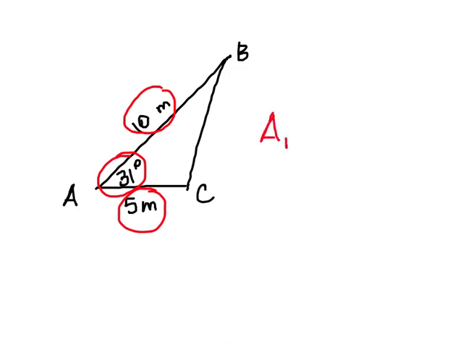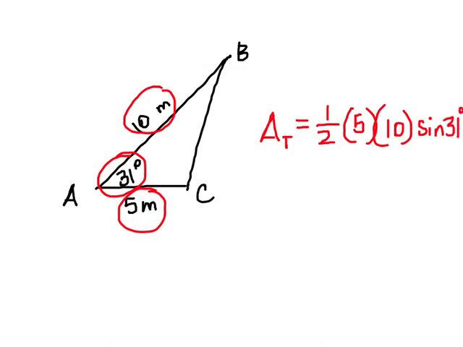So the area of the triangle is 1/2, and you take the two sides around the angle times each other. So we take 5 times 10 times sine of angle A, which is 31 degrees. Again, what we're doing is 1/2, and this would be called little b because it's across from angle B. This one's across from C, that's little c, and this is little a. So we're taking 1/2 B times C times sine of angle A. And that's what I filled in down here.